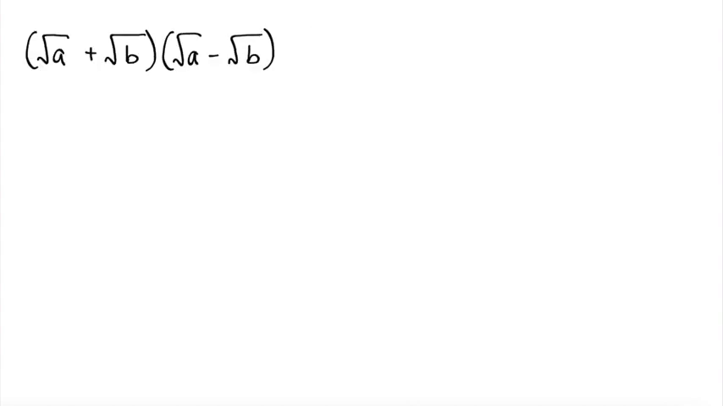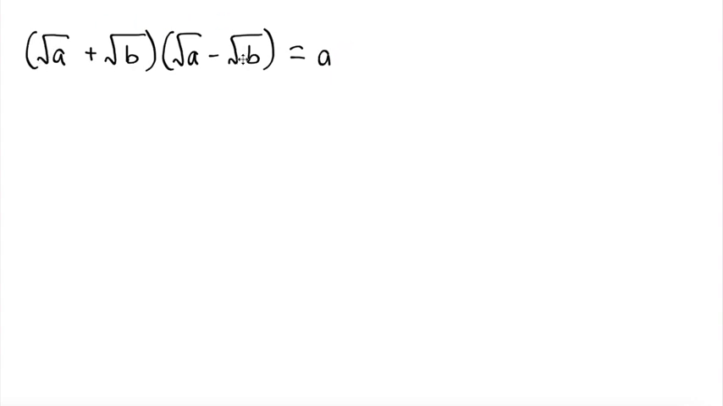If we take a look at another example, if we have root a plus root b, and we're multiplying it by root a minus root b, again, we're going to follow the same rules of using FOIL and properties of multiplying radicals. Root a times root a becomes a.